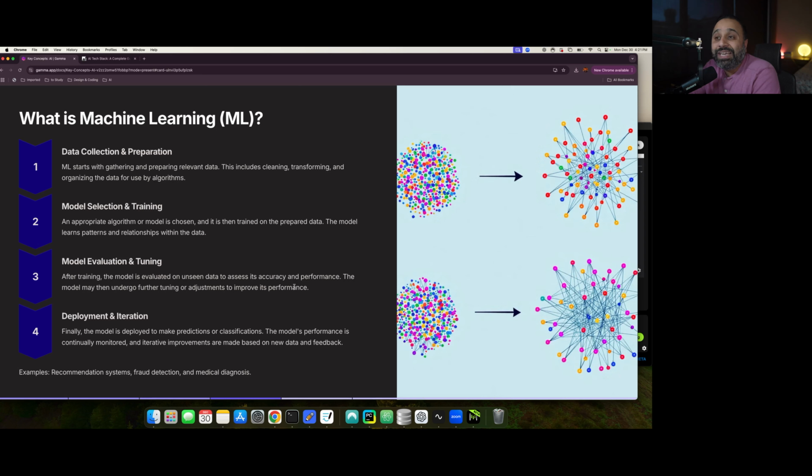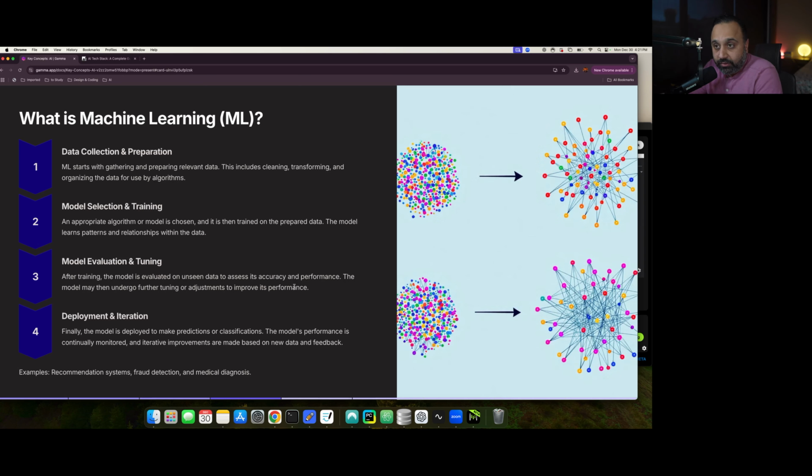So what is machine learning? It is data collection and preparation. It's very, very important because you need large amounts of data. Usually you train a model by saying, I'll create a set of data that is the training data, and then there's the testing data, and you basically train the model on some amount of data, and then you run the test on the rest of it, so you can see how it's predicting.